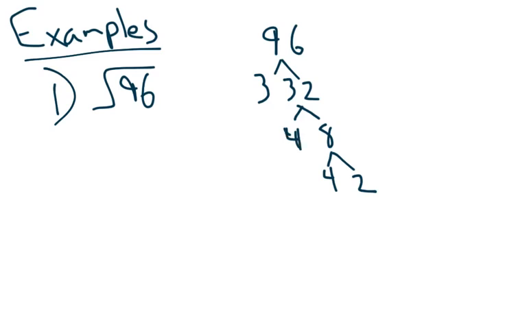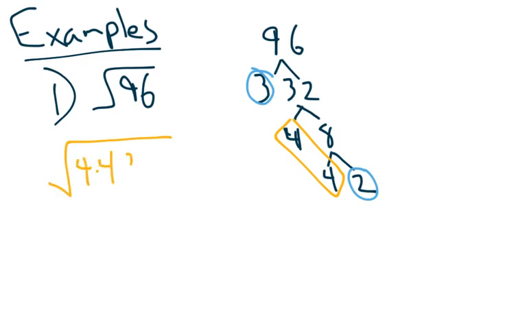We can stop because 3 can't break down any further, 2 can't be broken down any further, and we've found two identical factors. And what we can do is say the square root of 96 is equal to the square root of 4 times 4 times 3 times 2. And that whole thing about having 2 under, 1 out applies right now. You take out the two 4s, but only one of them comes out. So you get 4 square root, and then whatever's left underneath, which is 3 times 2, and that's 6. So that's one way you can simplify a radical.